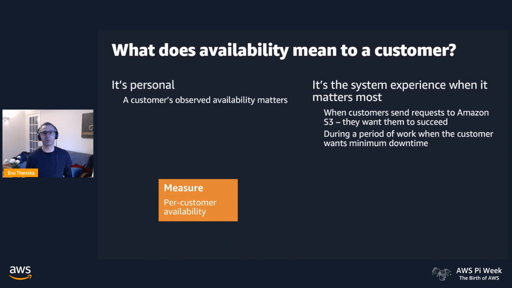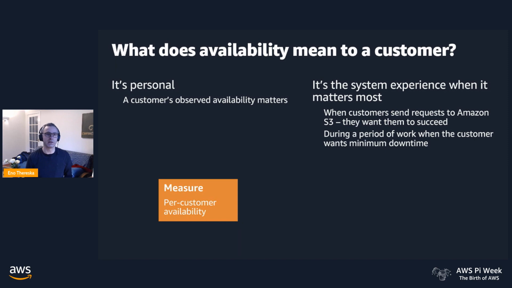So, for example, we'd like to reason the same way about the availability of a customer that sends 1,000 requests per second, as well as a customer that might just make 1 request per second. Both of them matter, right? Now, the second part is, what's the metric going to be? The intuition here is that availability is the system experience when it matters most, which is usually whenever, for example, customers send requests to Amazon S3. They want them to succeed.